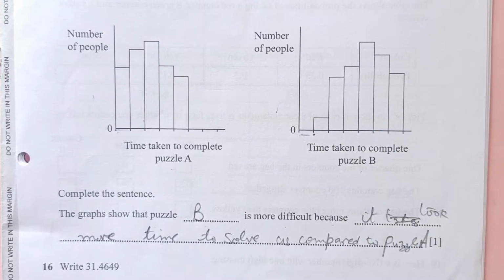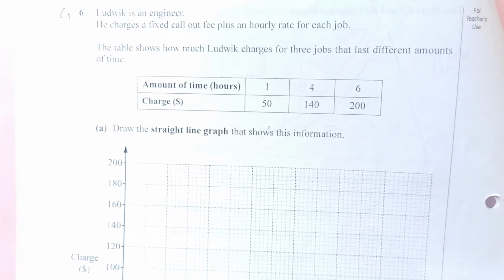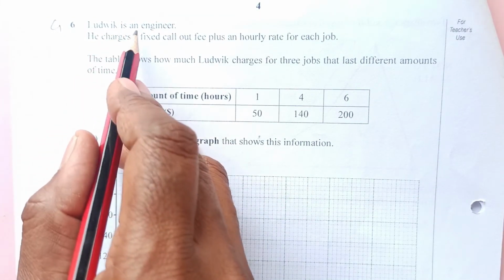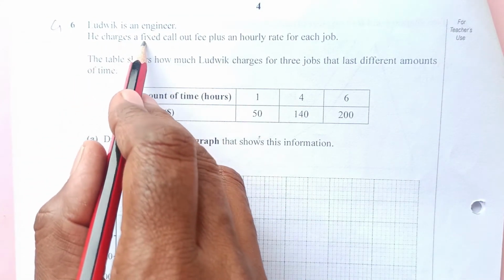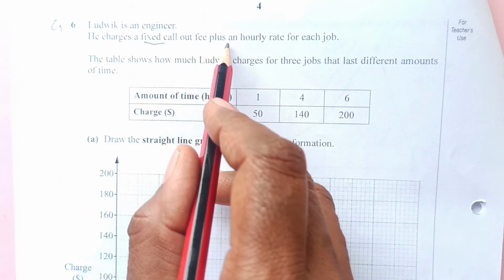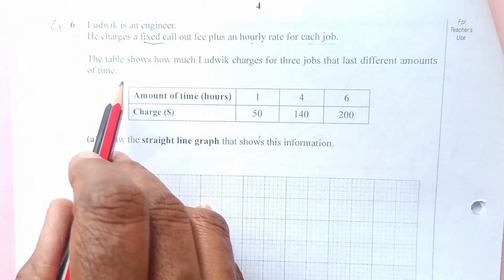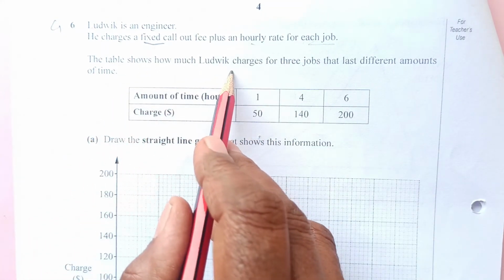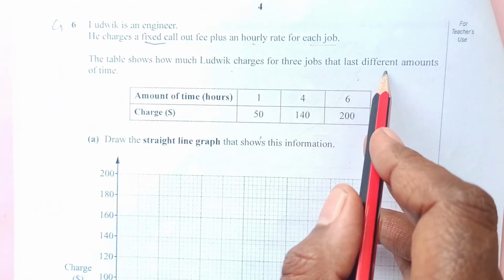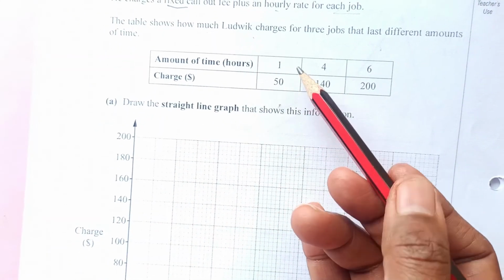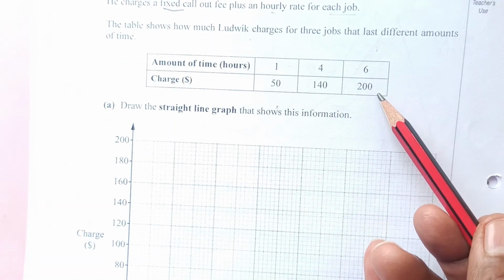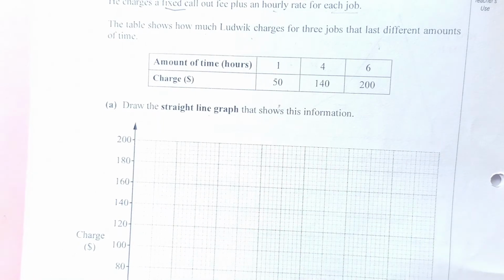Right? Here we have a different kind of question. This is also a straight line graph question. Ludwig is an engineer. He charges a fixed call out fee plus an hourly rate for each job. The table shows how much Ludwig charges for 3 jobs that last different amounts of time. So we have 1 hour and $50, 4 hours and $140, 6 hours and $200. Draw the straight line graph to show this information.